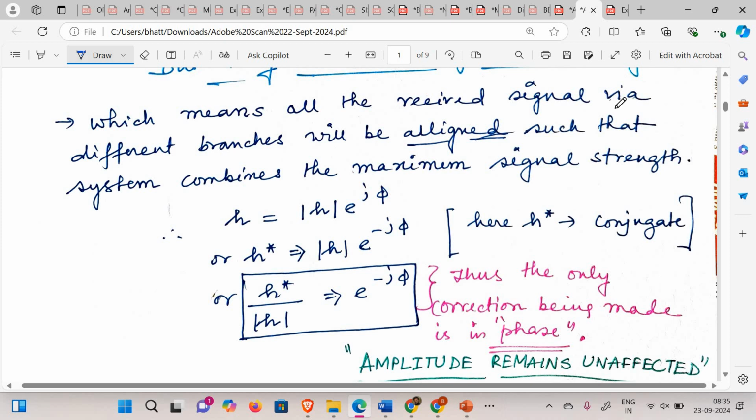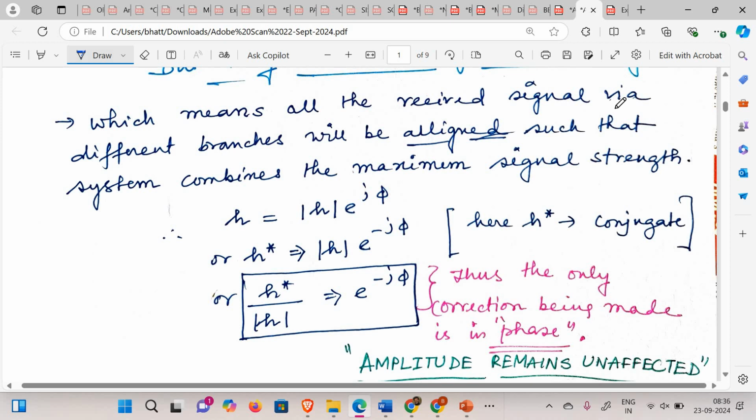But as far as the implementation is concerned, the equal gain combiner is relatively easier. That's all. Although we will compromise the efficiency to a little extent, as far as the implementation is concerned, it should be easier. So if you see what I have done, H is this, and we are taking a conjugate of it. So H prime, H prime by the mod of it, is given by e to the power minus jφ. That's the correction that needs to be made.